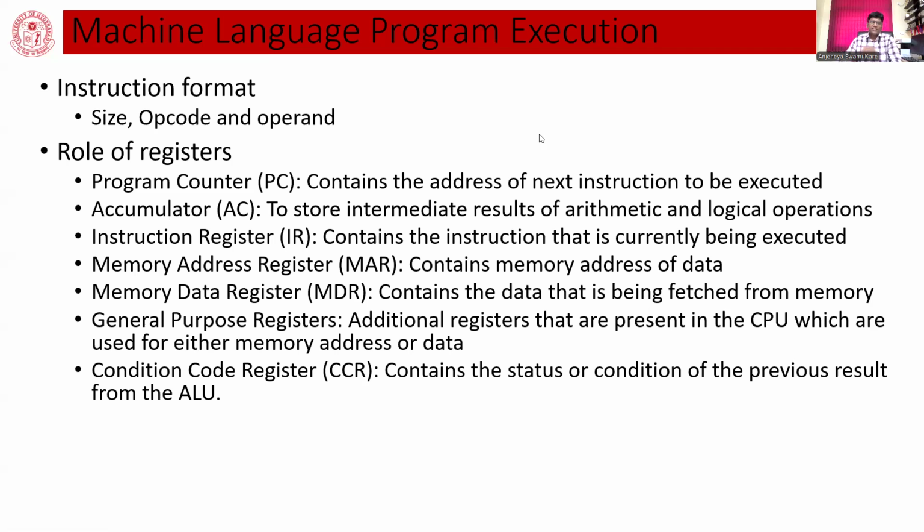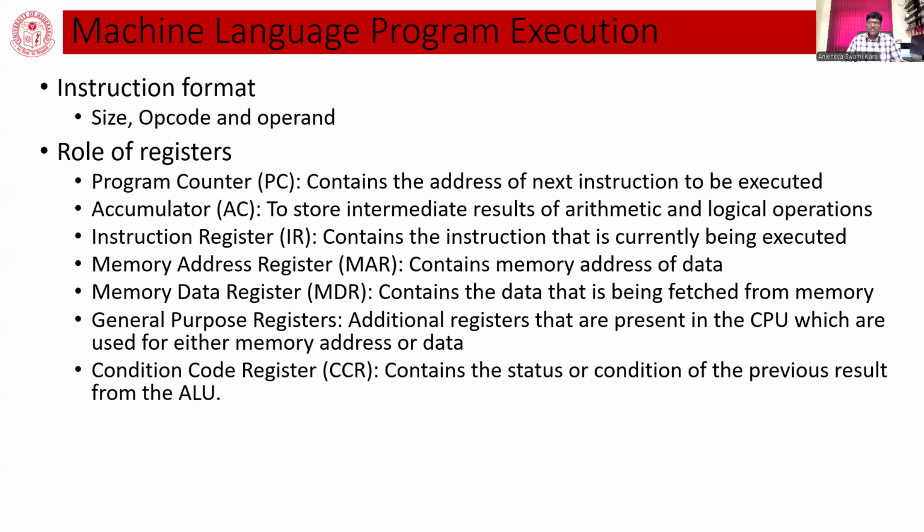What is the role of registers? As I told you, the central processing unit, the CPU, consists of a lot of registers. They all help in executing the machine language program. For example, there is the program counter. It is a register which contains the address of the next instruction to be executed. Suppose you are executing a particular instruction, what is the next instruction? It contains the address of that next instruction. The accumulator is a register used to store intermediate results of arithmetic or logical operations.